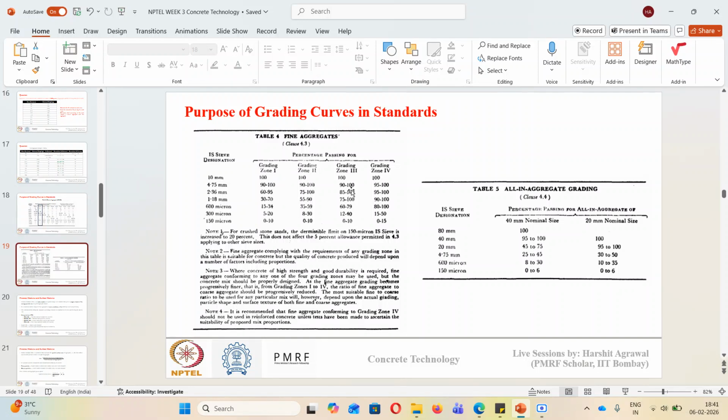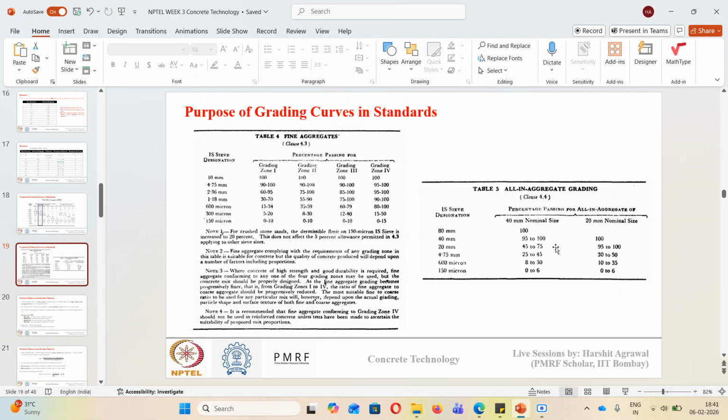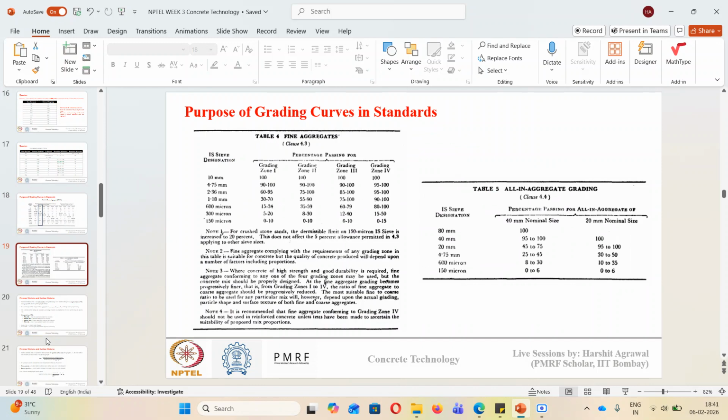Okay, so we get an idea of which kind of aggregate we are using in fine also, whether it is fine, very fine, or very coarse. And when there are all aggregates, coarse and fine together, that was our case, we have all-in-one aggregate grading also, which is there in the IS code. Okay, so this is how the code takes gradation of aggregate seriously.